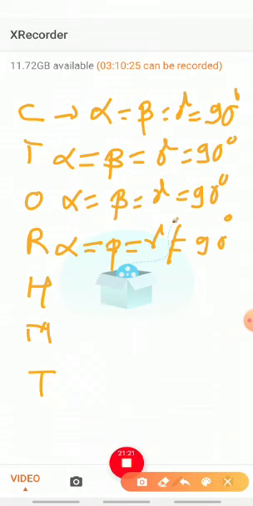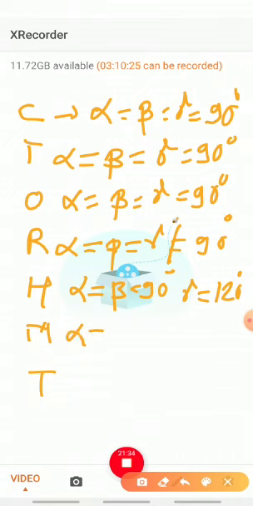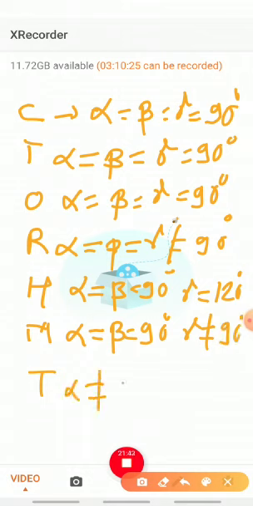Now the fifth one, you see, alpha and beta are equal to 90 and gamma is equal to 120. The next one, alpha and beta are 90 but gamma is not equal to 90. And the last one, alpha is not equal to beta, beta is not equal to gamma, and gamma is not equal to 90. Okay, did you understand the angles?